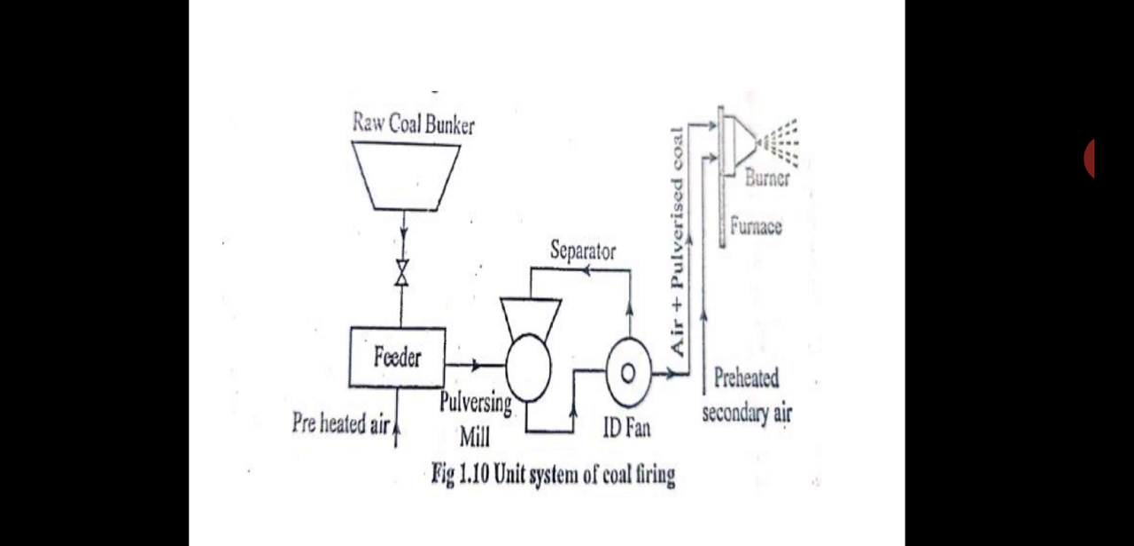So you can see on the left there is a raw coal bunker that comes to a feeder. In that feeder we are providing hot air, so that the preheated air will evaporate the moisture. Then this dry coal is sent to the pulverizing mill where it is powdered, and because of the induced draft fan, this air is sucked by the fan, and the air plus pulverized coal is sent to the furnace burner. And here again there is preheated secondary air for complete combustion.